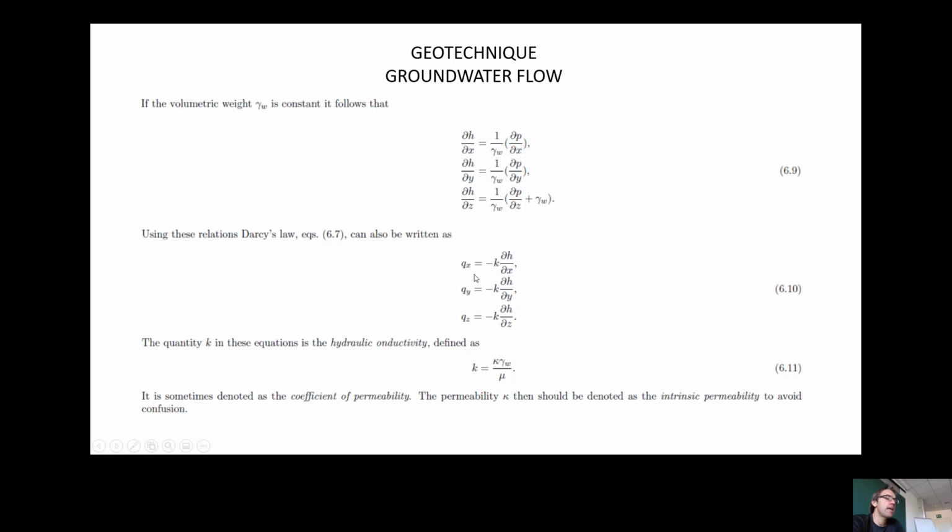So essentially, K represents the hydraulic conductivity. The hydraulic conductivity we can also call the coefficient of permeability, or in general we just say the permeability. In fact, small k should be denoted as the intrinsic permeability to avoid confusion. But when we generally talk about the Darcy law, that is what you see here, and that is what you should remember. So, 6.10: here K is the permeability.